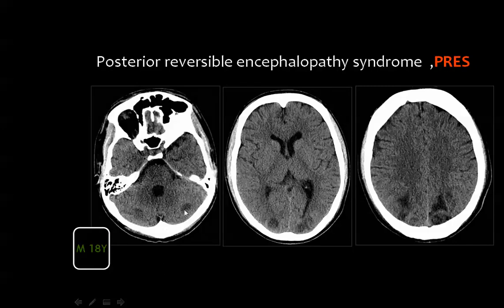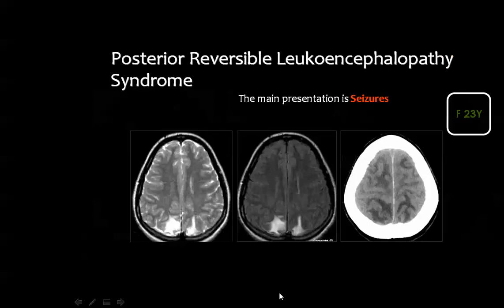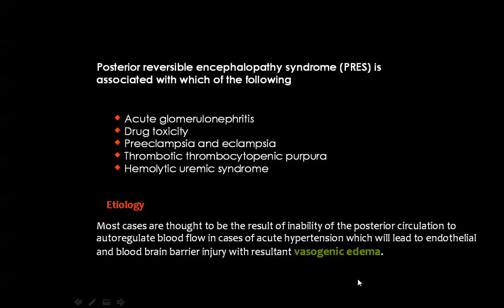Then you see almost bilateral and symmetrical lesions in the cerebellum, in the occipital lobes, and in the posterior parietal lobes. By MRI, the lesions will appear bright in the T2 and in the FLAIR weighted images, while in the CT scan they will appear hypodense. The main presentation of this encephalopathy is seizures, and this is a well-known presentation for the posterior reversible encephalopathy syndrome.